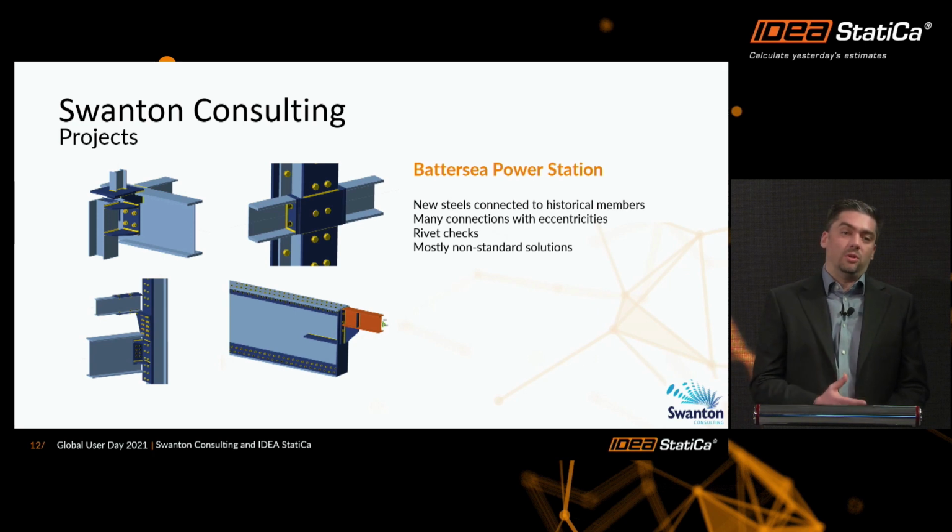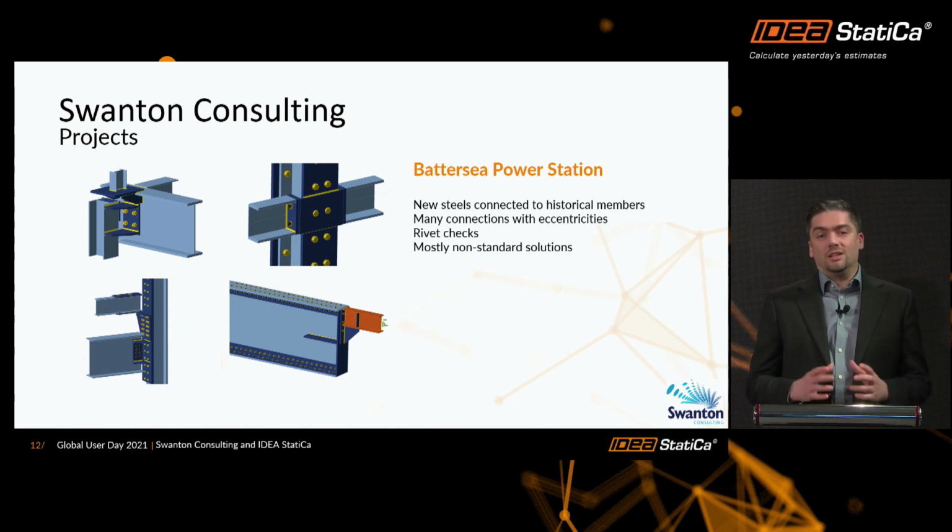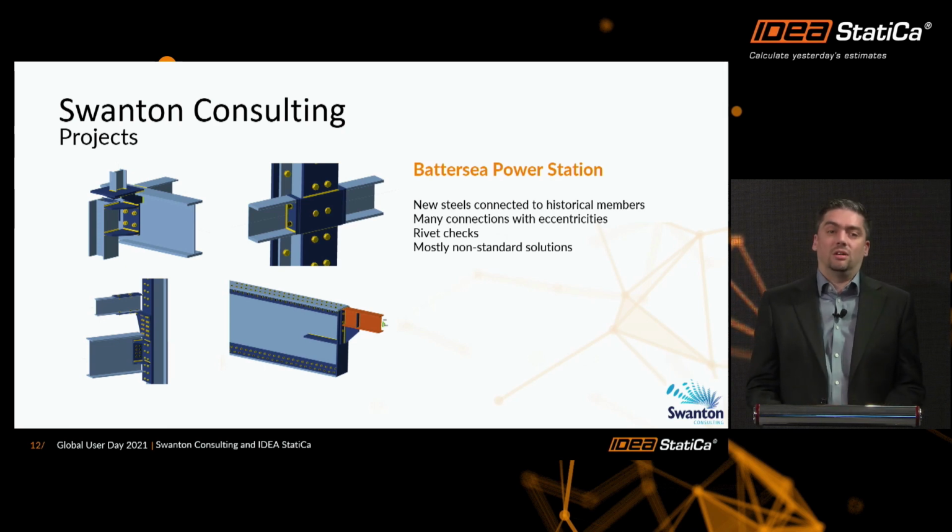new steel members were connected to existing historical steel structures, which means that it's old types of sections, a lot of plated sections, riveted sections, and we needed to connect to these historical members, resulting in a lot of quirky connections with a lot of eccentricities, a lot of rivet checking and considerations for the historical nature of the structure.